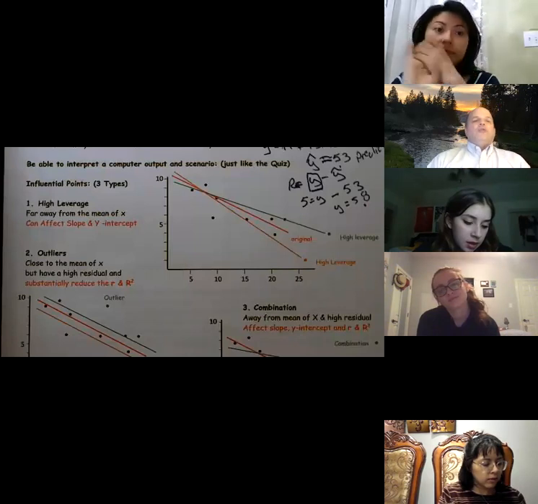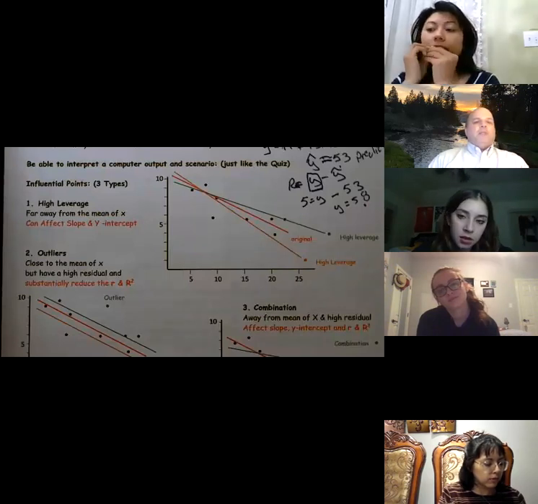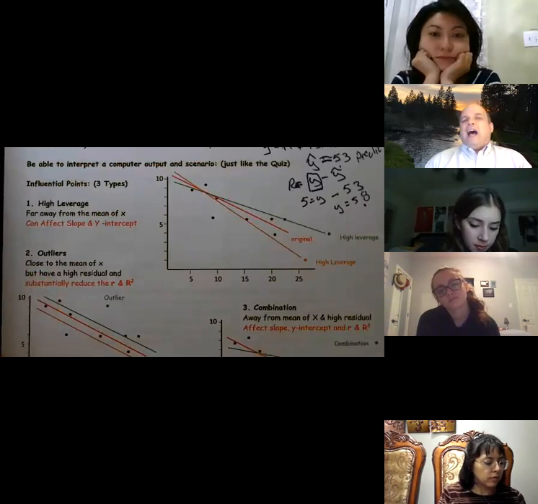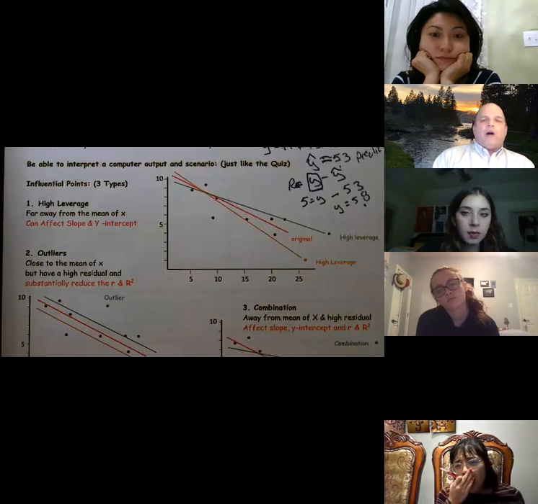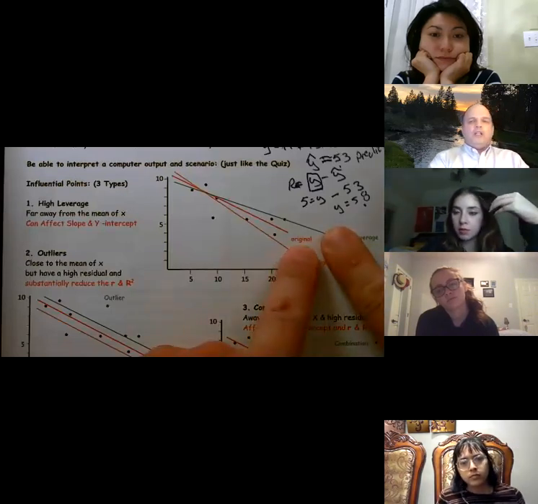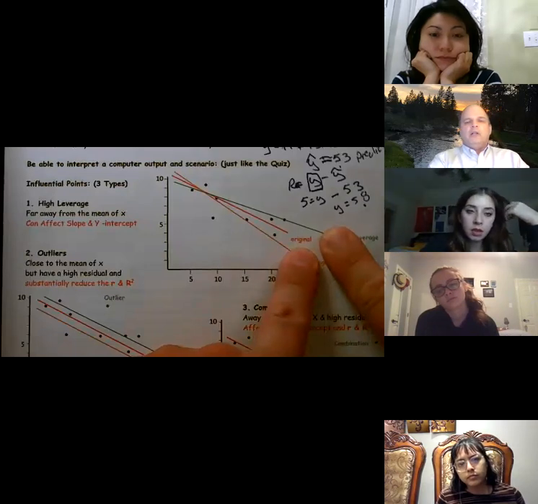So in influential points, you have three types. You have high leverage points, you have outliers, and you have the combination. So we're going to talk about high leverage points. A high leverage point means we have a point that's way, way far away from the other data. So ignore those 2 points initially, pretend like they weren't there.